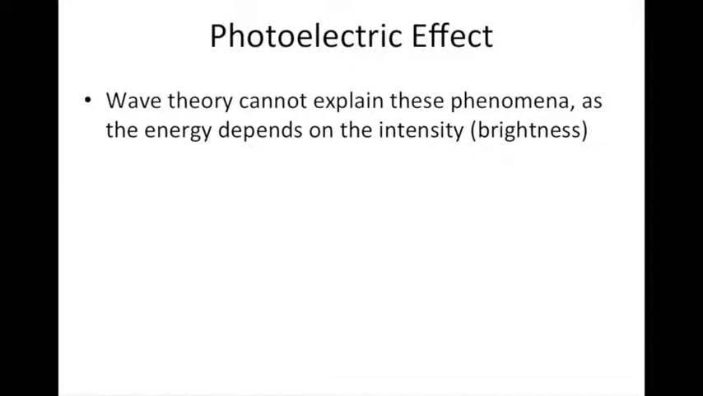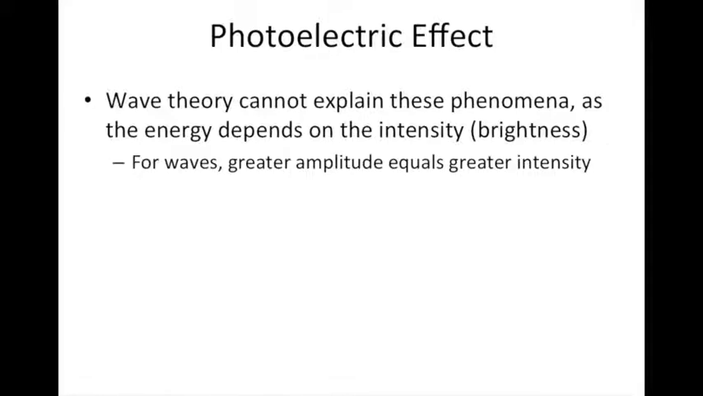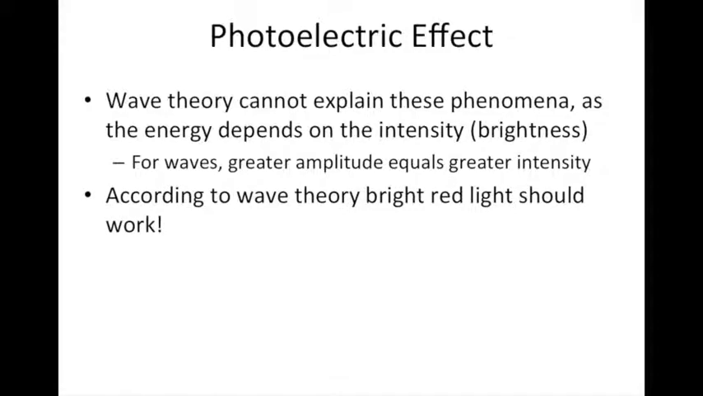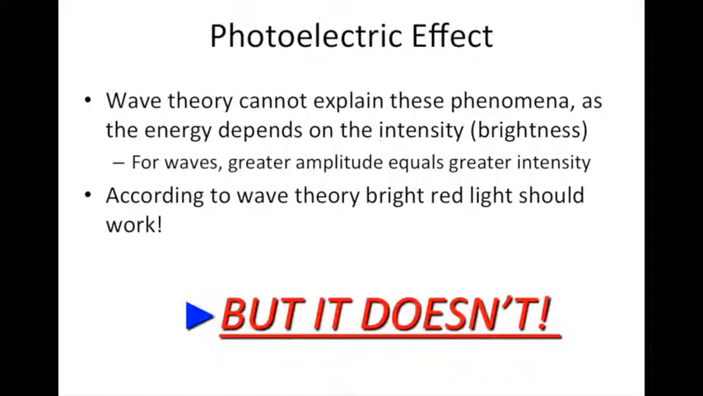So thinking of light as waves cannot explain what we would see. It would be expected, according to classical wave physics, that if you increase the intensity of a wave, you increase its energy. And by increasing the energy of that red light, by increasing its amplitude, we should get electrons ejected. So greater amplitude equals greater intensity. According to wave theory, though, as we mentioned, that doesn't work.